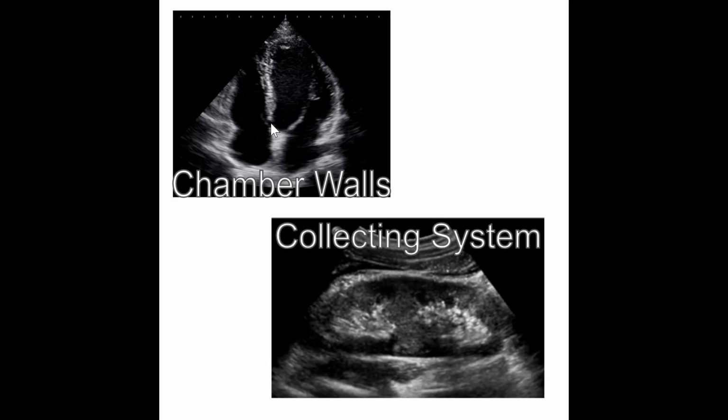The valve leaflets we consider to be more specular reflectors, especially when we're perpendicular to them. But we can also see these brighter, fuzzier, rough surfaces of the chamber walls. Those are going to be diffuse reflectors. Another example is the collecting system within a kidney. Here we have the kidney parenchyma. This brighter part represents the collecting system, and we can see that these are relatively bright echoes returning to the transducer, but they have a very rough surface in there, therefore creating a different type of echo than those strong linear echoes we are getting from the specular reflectors.